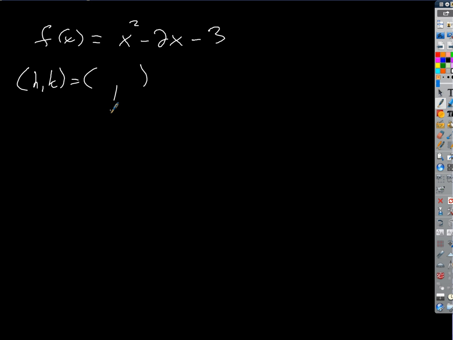How do we find h? h is equal to negative b over 2a. Very good. Negative b over 2a. So we know h is negative b over 2a, which would be what? 2 over 2 times 1, which is 2. So it's 1, right? So we know h is 1.